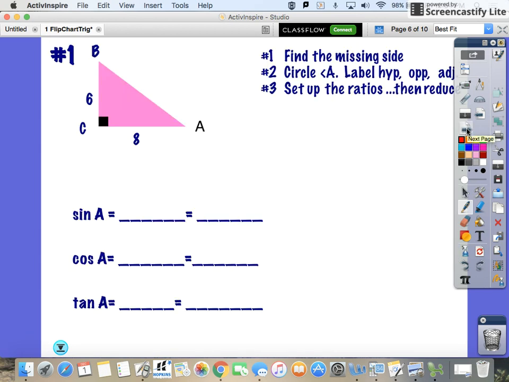So for this one, because it says sine of A, that's the angle we need to circle. So we're going to circle A. Then if you were to shoot a bow and arrow, or if you were going to throw a rock, this would be your op. That's the opposite. That's what you would hit because it's opposite you. This one is across from the 90-degree angle, so that one's still always the hypotenuse. That means this one must be the adjacent. Okay, so we've got our opposite, hypotenuse, and adjacent labeled based on standing at A.